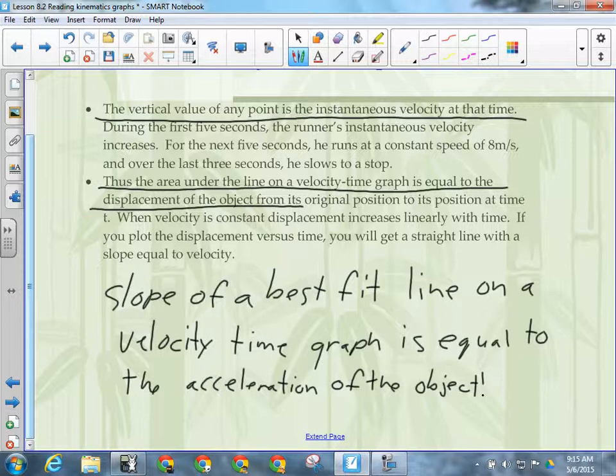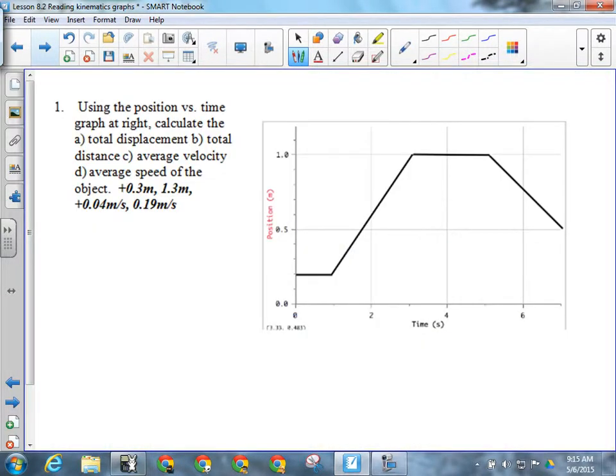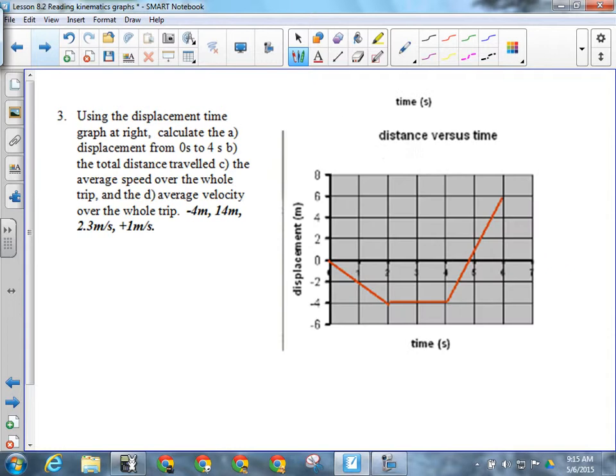Right? But from the position versus time graph, we could calculate displacement, we could calculate distance, we could calculate speed, we could calculate velocity. Right? There was way more things we could get from that graph. Okay? But we can't get acceleration from a position time graph. That's what makes velocity versus time graphs useful. Okay. Now we did that one yesterday and that one yesterday.